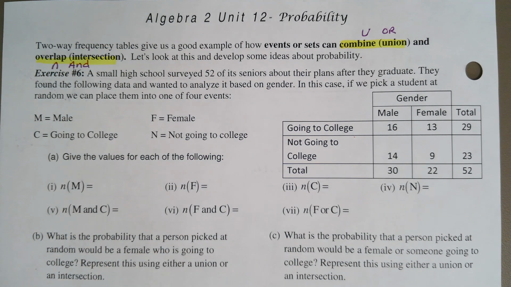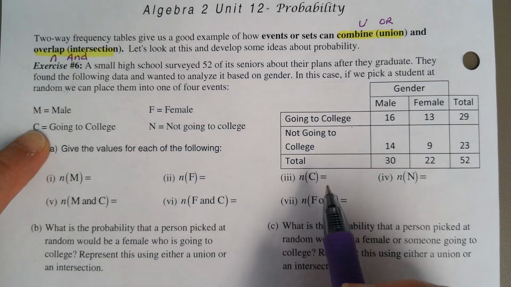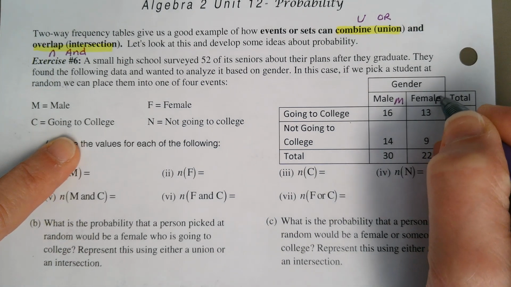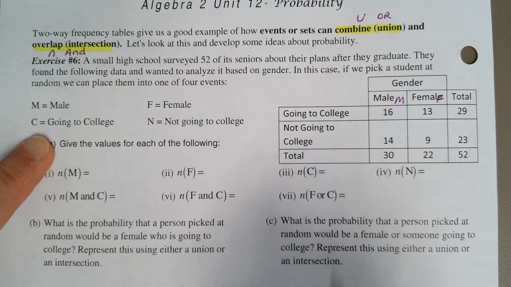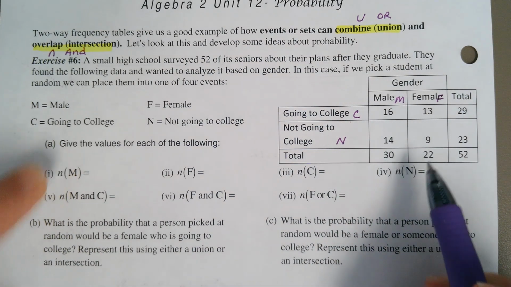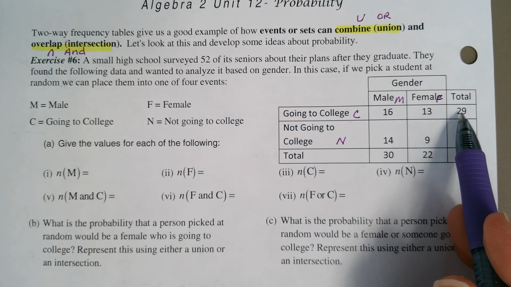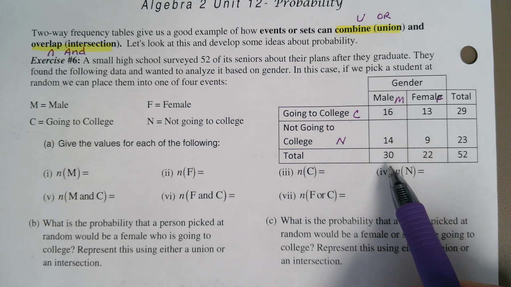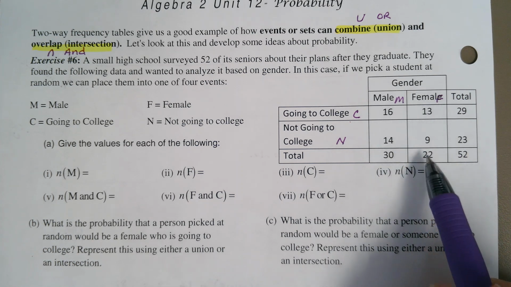Exercise 6, a small high school surveyed 52 of its seniors about their plans after they graduate. They found the following data and wanted to analyze it based on gender. In this case, if we pick a student at random, we can place them into one of 4 categories, or 4 events. M is male, F is for female, C is for going to college, and N is for not going to college. So we have 29 total going to college, 23 not going, total 52. And it's broken up between male, 30 males, 22 females.